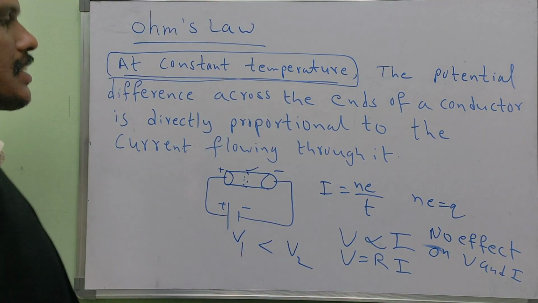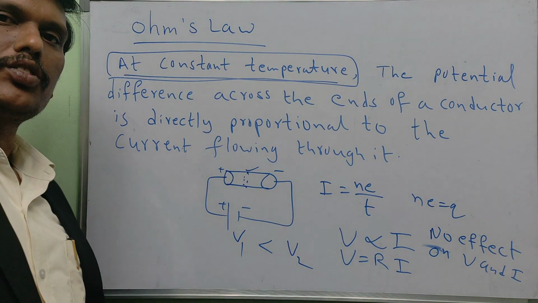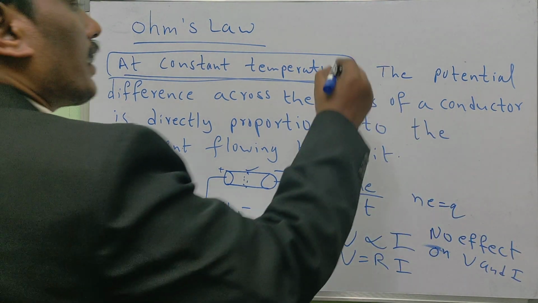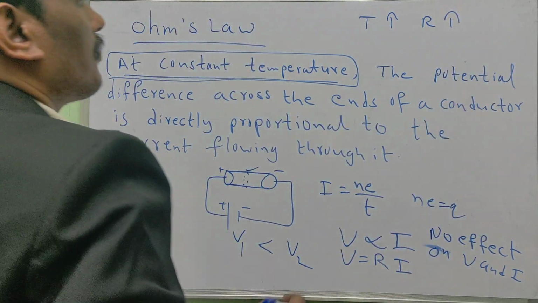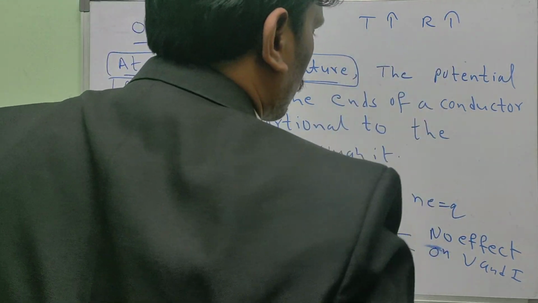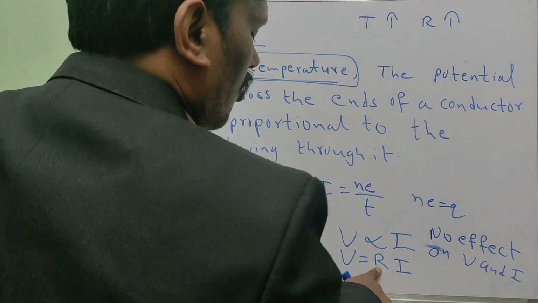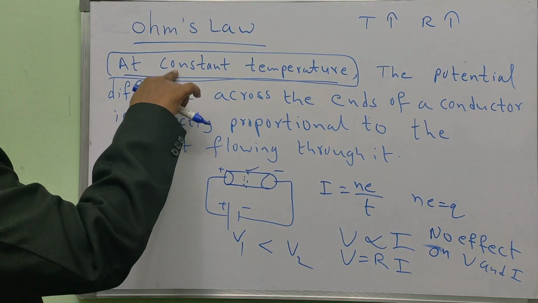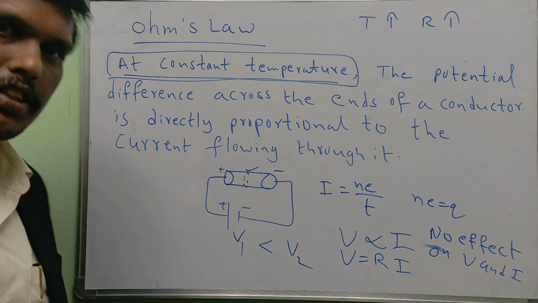If temperature rises or changes, what will happen? The resistance value also will change. Generally, for conductors, if temperature increases, resistance also increases. If temperature is constant, resistance is also constant. Here this is the proportionality constant. To maintain constant resistance, temperature should be constant. That's why in Ohm's law, we start with at constant temperature.